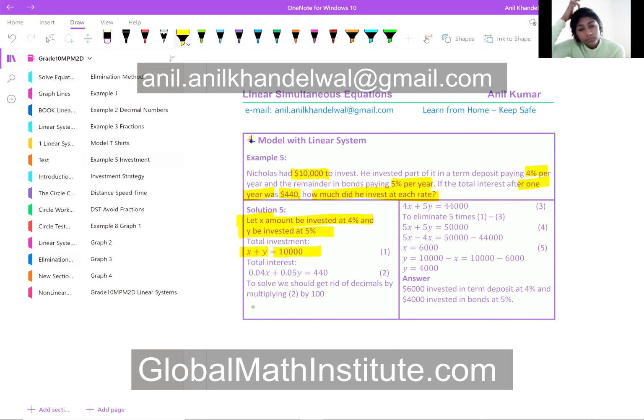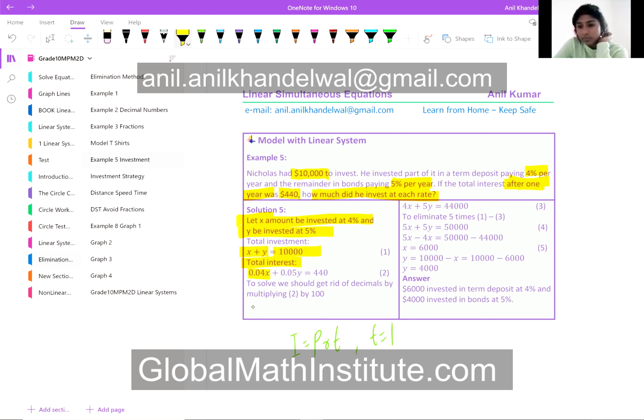Following the method of substitution also. But here we have a total interest. Total interest is the formula, as you know, PRT, principal amount, rate times time. Now here it is 1 year only, so time is 1. So let me rewrite the formula here. Interest is equal to PRT. And in our case, time is 1 year, right? So we have to only multiply the principal amount invested and the rate. So two things when multiplied give us this equation.